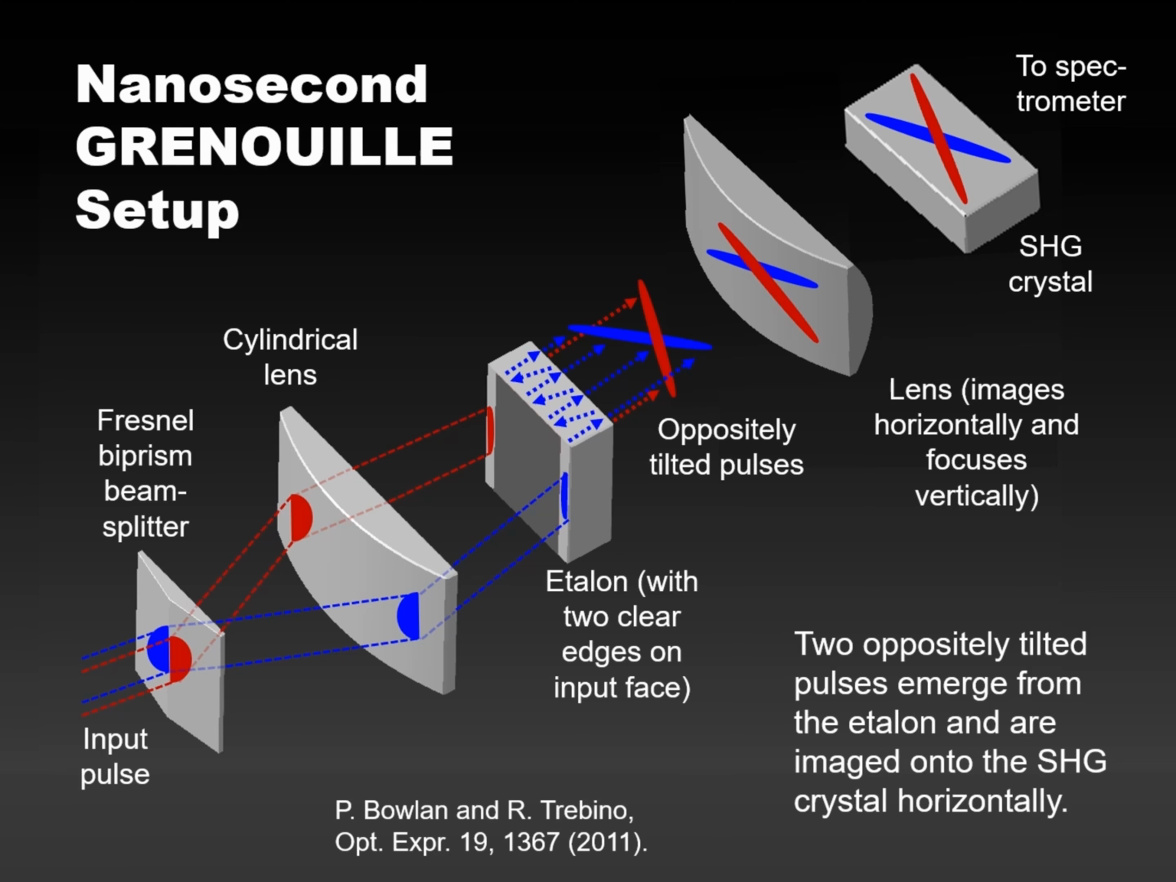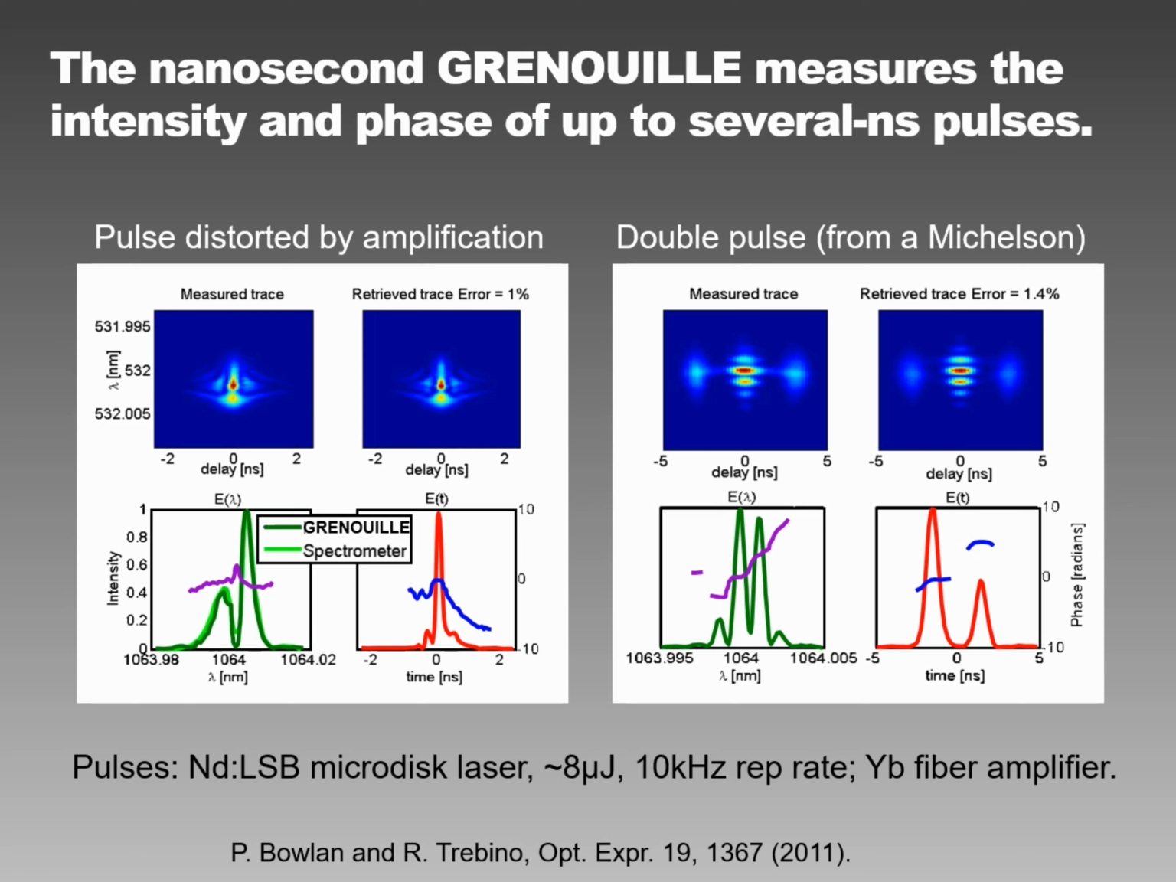But this trace has nanoseconds of delay range and high spectral resolution, and it's compact and naturally operates single shot. Here are nanosecond measurements of pulses from a microchip laser at 1064 nanometers. They agree with spectral measurements and also with our knowledge of the pulse spacing for the double pulse on the right. There's not great demand to measure such long pulses, but I just thought you might like to see how it can be done.